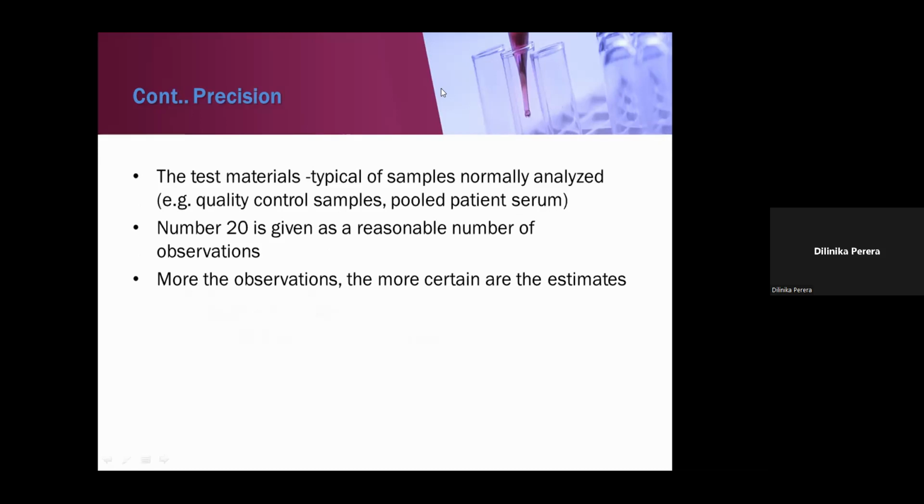Another important thing is, what are the test materials we can use in this precision testing? It could be quality control samples or pooled patient serum. You can take serum from several patients, separate it, and put it into one pool. The number given for precision studies is at least 20 observations, but it depends on the different guidelines. And if you use more observations, the more certain the estimate could be.